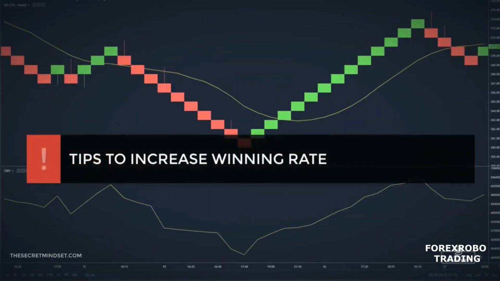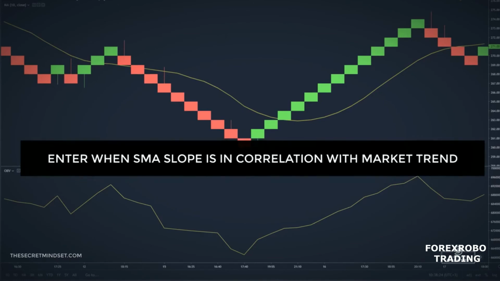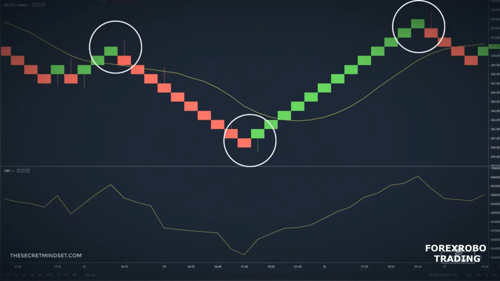So, for you to record better results, pay attention to the slope of a 10 simple moving average and try to enter when you see the slope in correlation with the market trend. Also, pay attention to the recent market swings. Try to enter long during long-term upward trends and go short during long-term downtrends.